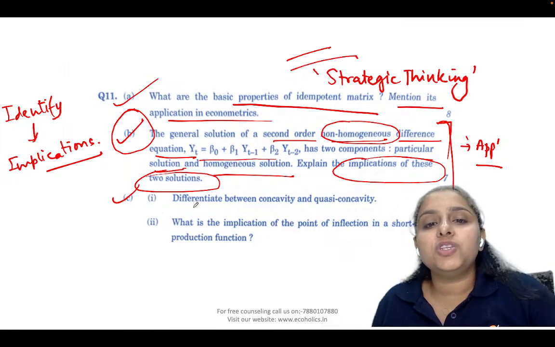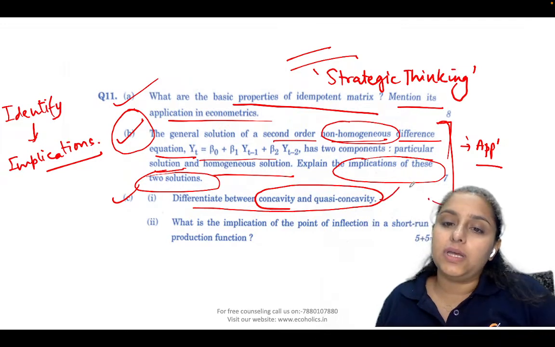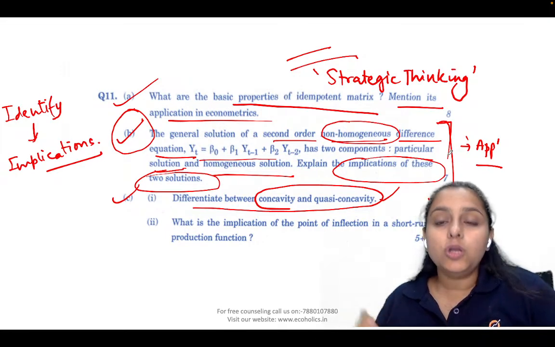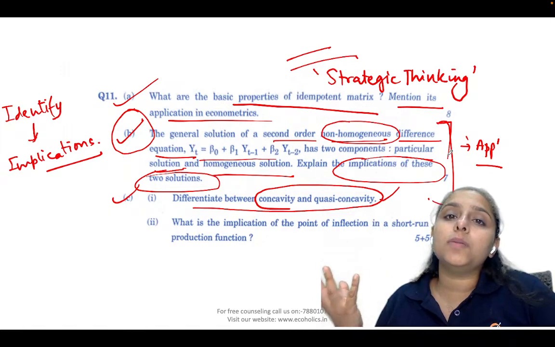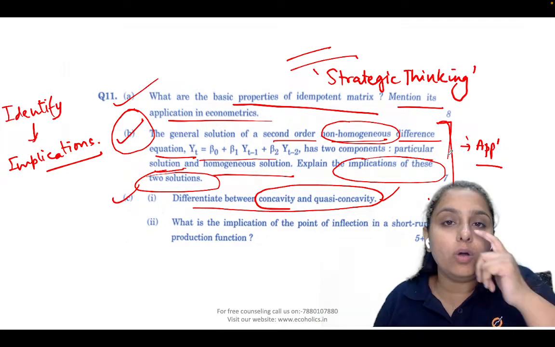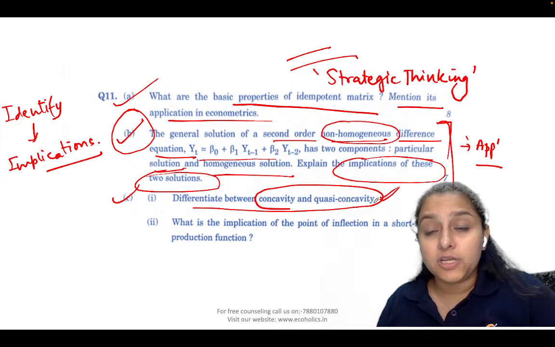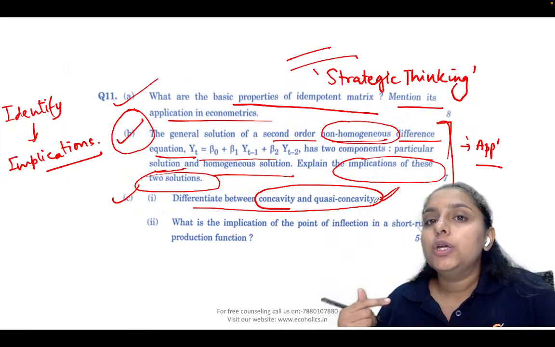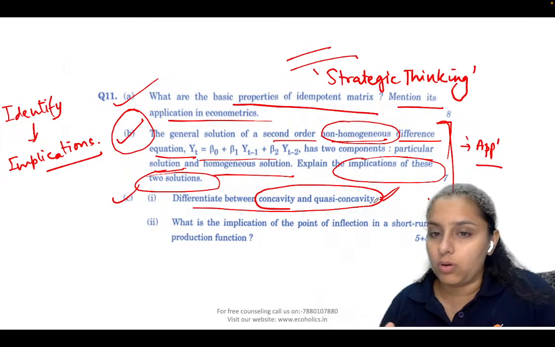Part C, differentiate between concavity and quasi-concavity. Quasi-concavity is a weaker notion of concavity, something like "as if concave". Quasi-concavity tells you about the maximum in case of constraint optimization, whereas concavity talks about maximization in all cases. You can talk about their applications, their meaning, and how we get their values using differentiation as well.